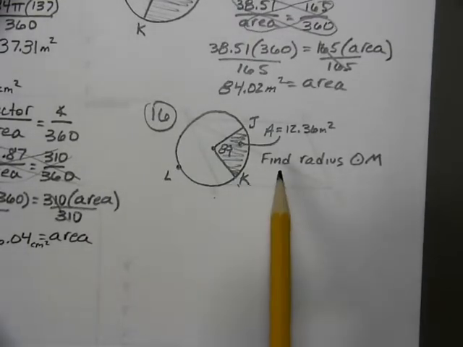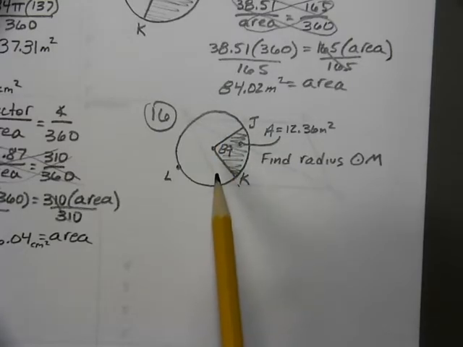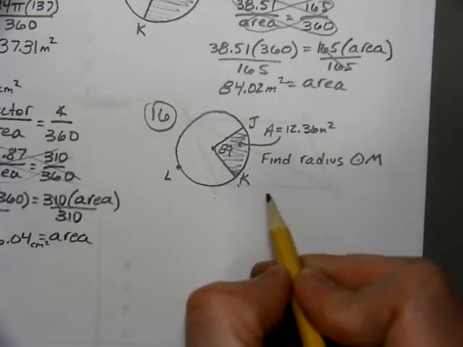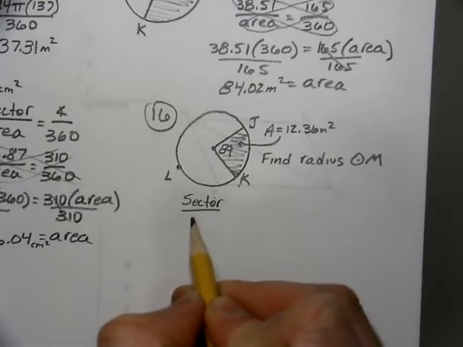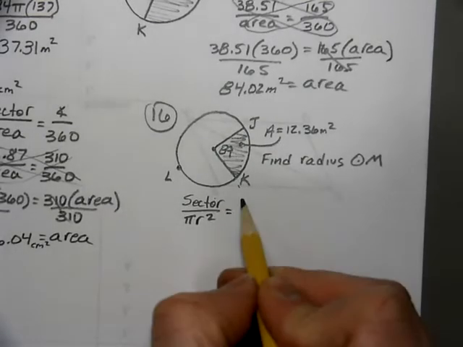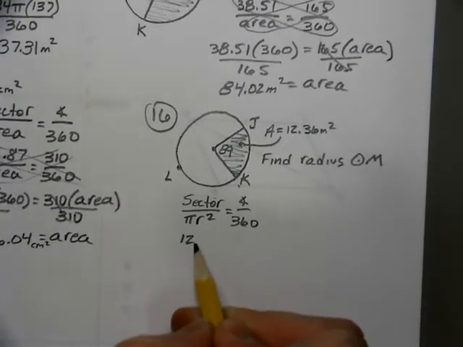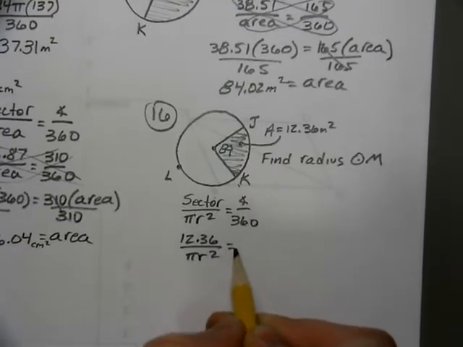For number 16, we're trying to find the radius of circle M. Well, we don't have the radius, but we can calculate out what that would be. So we'll take sector over the area, which is pi r squared. I'm going to write pi r squared this time because I actually want to know the r. I want to break it down further. The angle over 360. Well, the sector is 12.36 over pi r squared.